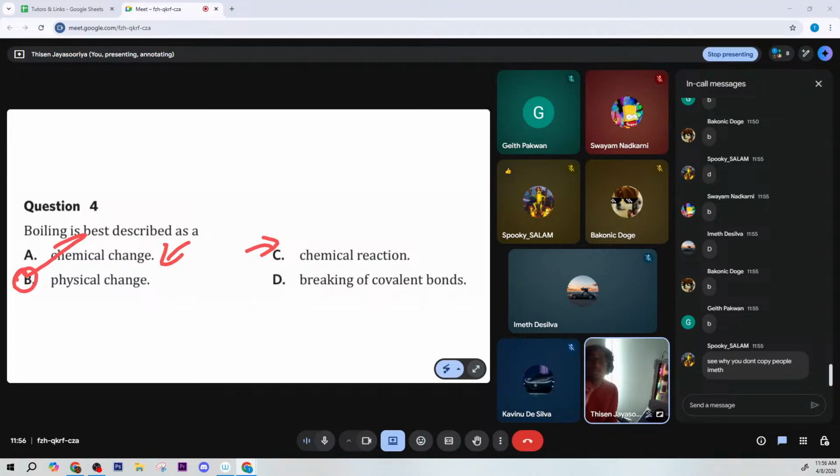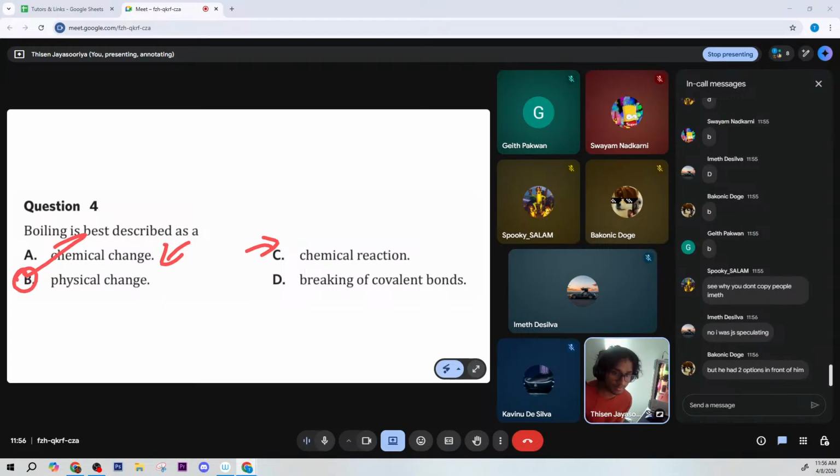But we don't talk about breaking covalent bonds. We talk about breaking our hydrogen bonds, our intermolecular bonds, but not our covalent bonds.